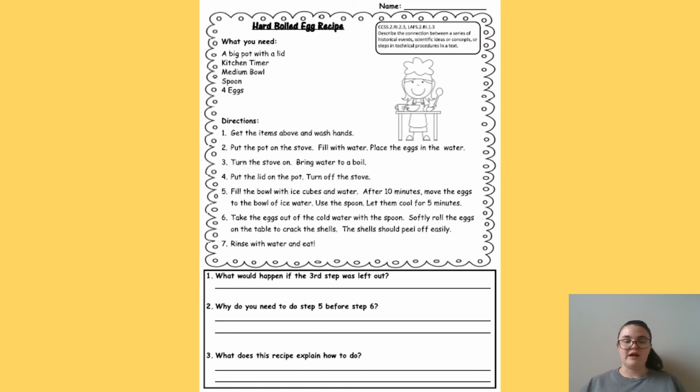Fill the bowl with ice cubes and water. After 10 minutes, move the eggs to the bowl of ice water. Use the spoon. Let them cool for 5 minutes. Step number 6. Take the eggs out of the cold water with the spoon. Softly roll the eggs onto the table to crack the shells. The shells should peel off easily. Number 7. Rinse with water and eat.